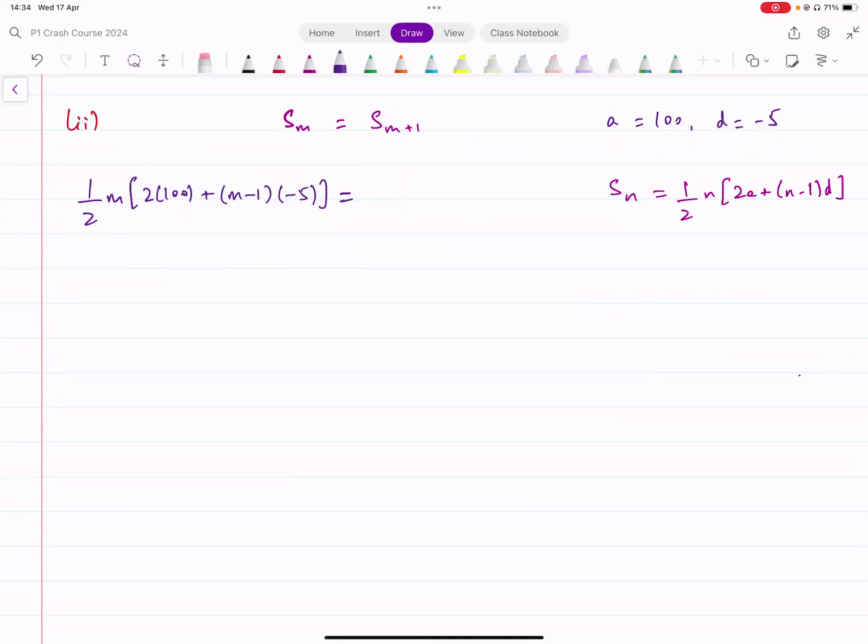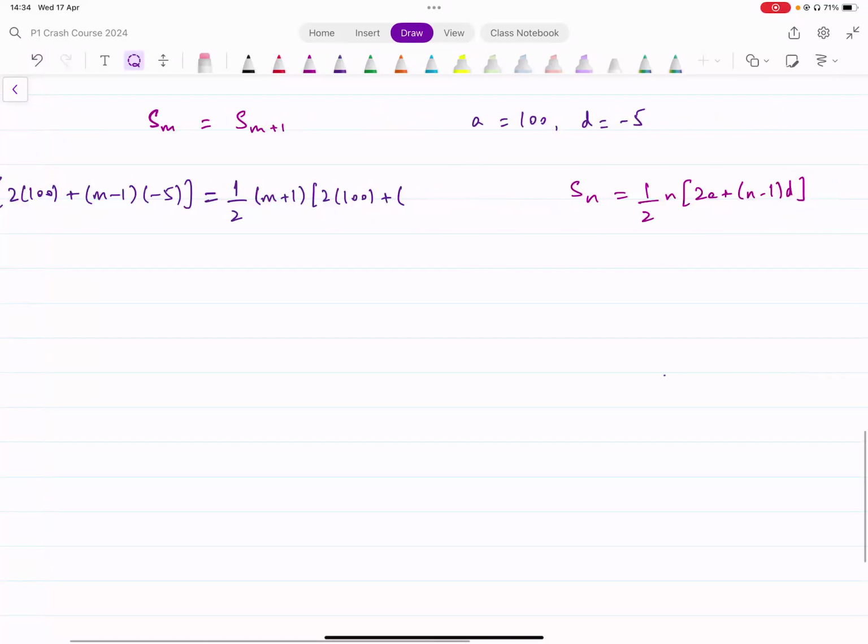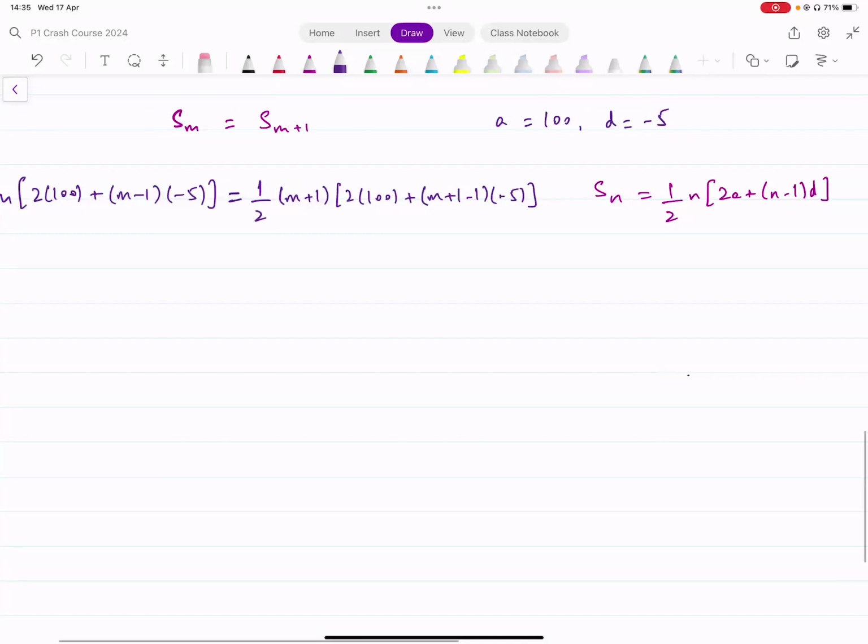SM plus 1. That instead of N in this formula, you need to have M plus 1. So on the right side, that's what you do now. Now you have SM plus 1. That means half into N. That's M plus 1 here. Into 2 times A. That means 2 into 100 plus M plus 1 minus 1 times the difference, which is minus 5, and then the bracket is closed.